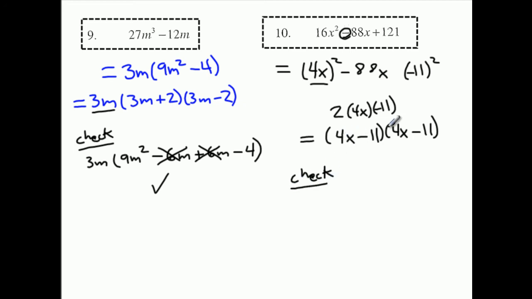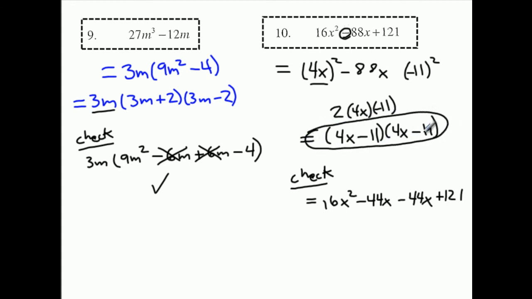So we have 4x times 4x is 16x squared. 4x times minus 11 is minus 44x. Negative 11 times 4x is minus 44x again. Minus 11 times minus 11 is positive 121. So this is our answer, and it works out.